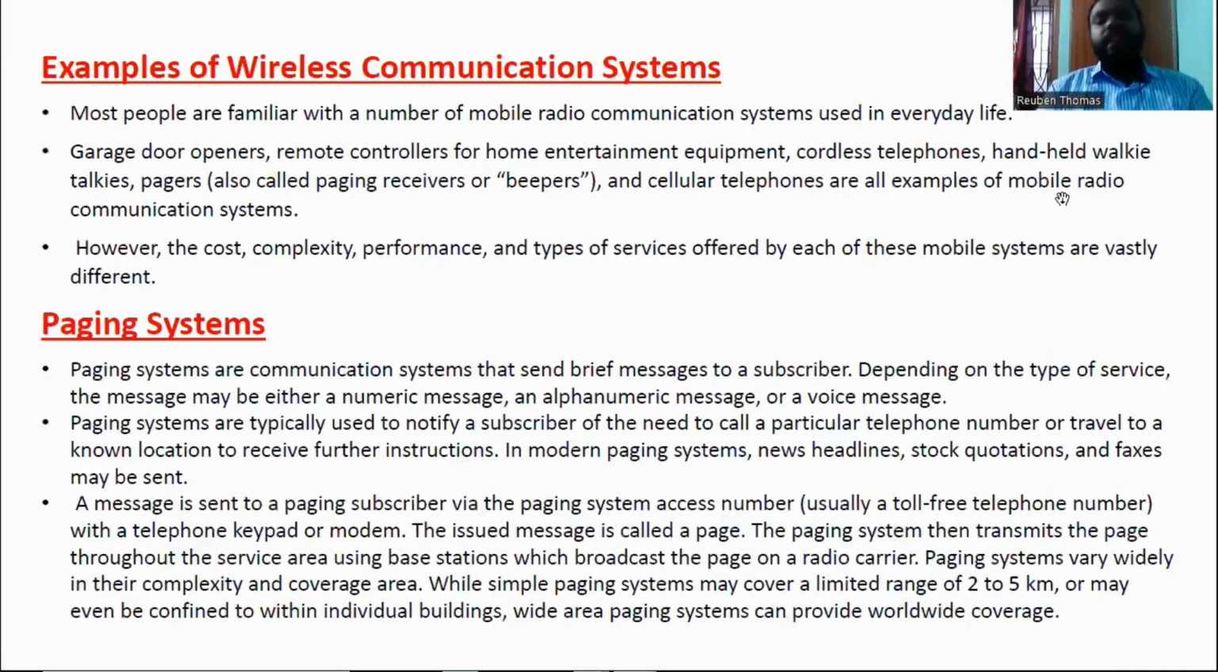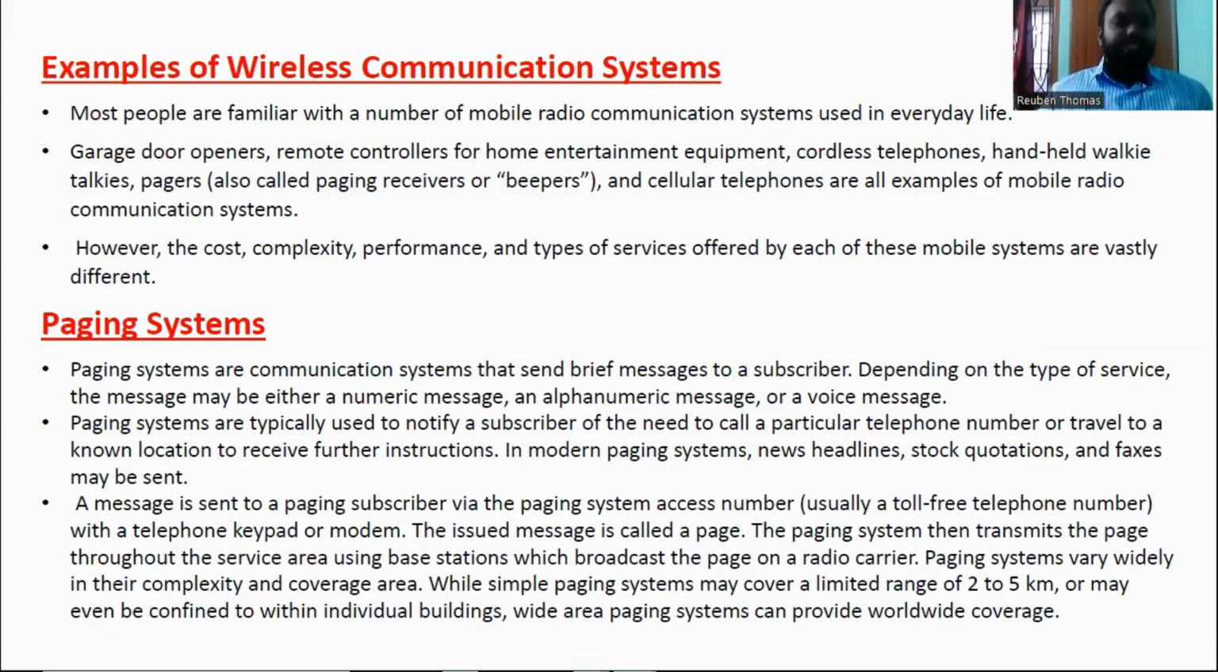And what are the examples of wireless communication? Most people are familiar with a number of mobile radio communication systems used in everyday life. The first examples we describe are garage door openers and remote controllers for home entertainment equipment, cordless telephones, handheld walkie-talkies, pagers, also called paging receivers or beepers, and cellular telephones. These are all examples of radio communication systems.